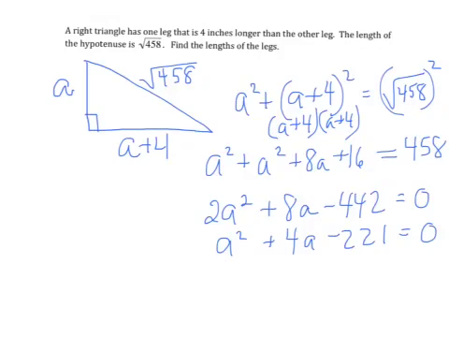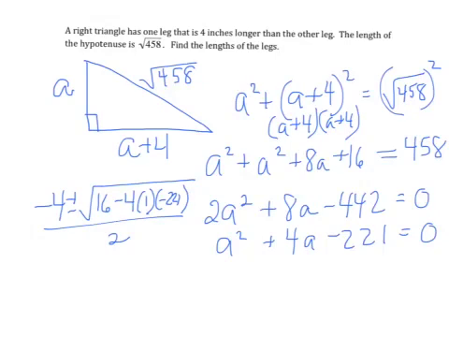I'm not sure what 221 is divisible by. So I think maybe I would just do the quadratic formula, and I'll take the opposite of b plus or minus the square root of b squared minus 4ac all over 2a. And next on my calculator, the square root of 16 minus 4 times 1 times negative 221 is 30. So I have negative 4 plus or minus 30 divided by 2.